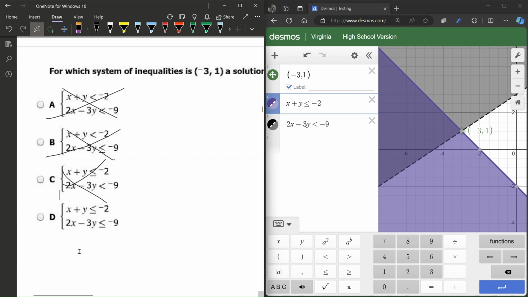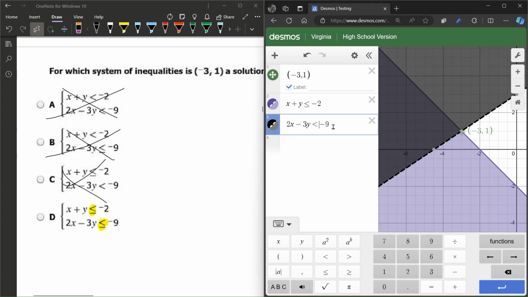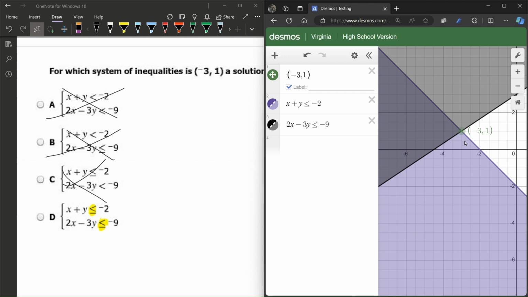So if you look at D, you'll notice that that's the only answer where both of them have a less than or equal to symbol. So I'm going to just add that to my second one, 2x minus 3y, right, equal to right here. And D is my answer because negative 3, 1 is sitting on both boundaries, and both boundaries are solid.